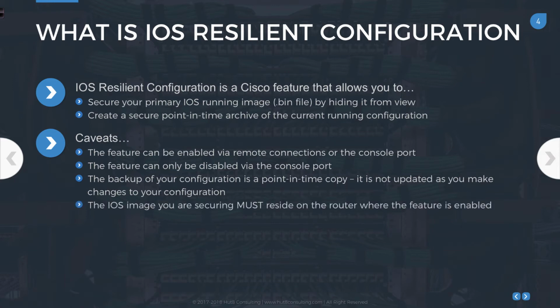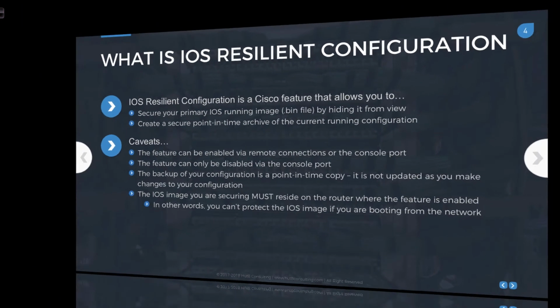Now, the IOS image, when I type in secure boot-image as opposed to secure boot-config, I can only back up the IOS image if it resides on the router, right? So if I'm booting from the network, it's not going to back up that image that's being booted over the network. It must reside locally on the router.